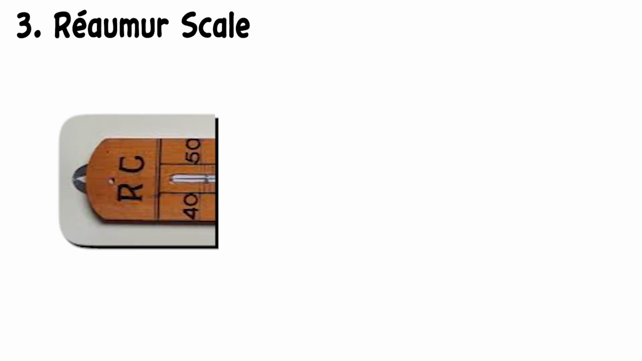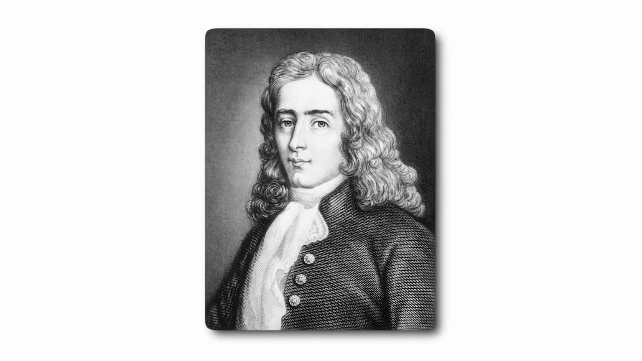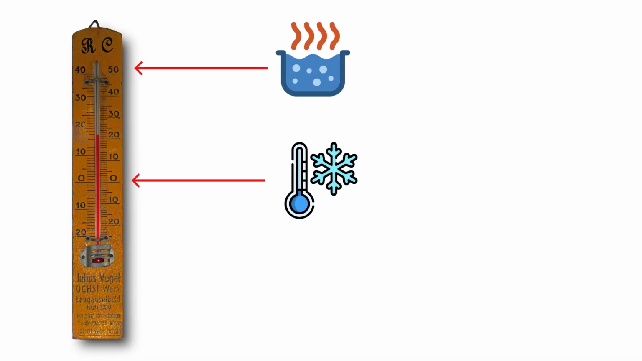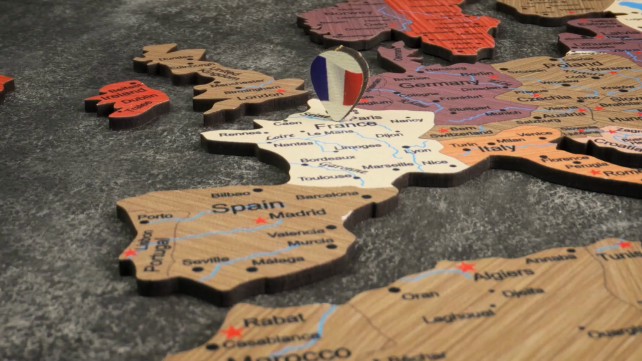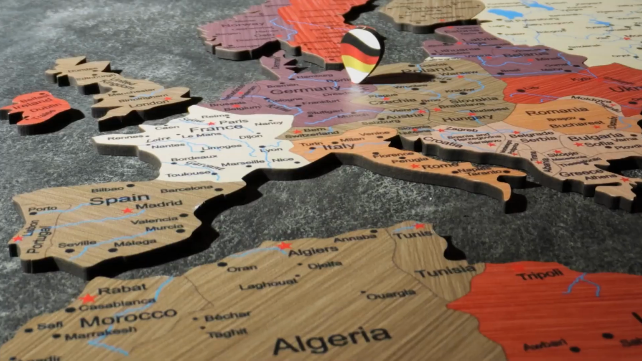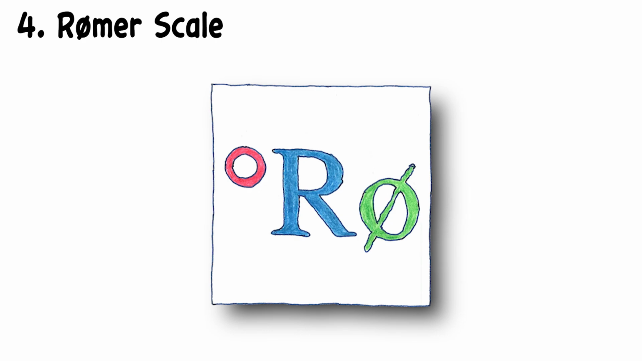Number 3. The Réaumur Scale. Introduced by French scientist René-Antoine Ferchault de Réaumur in 1731, this scale set 0 degrees as the freezing point of water and 80 degrees as its boiling point. The Réaumur scale found popularity in parts of Europe, especially in France and Germany, before gradually being replaced by the Celsius scale.